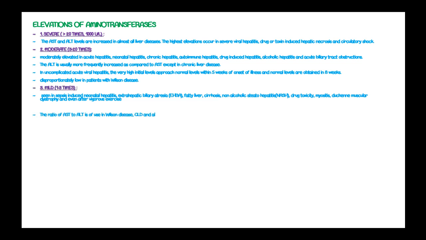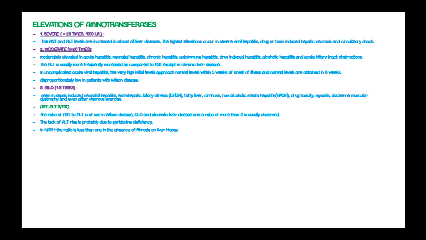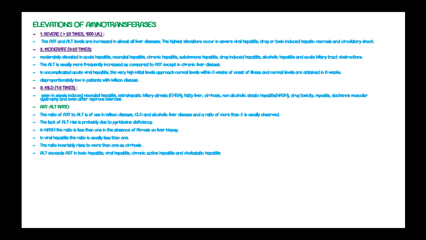The ratio of AST to ALT is of use in Wilson disease, chronic liver disease, and alcoholic liver disease, where a ratio of more than 2 is usually observed. The lack of ALT rise is probably due to pyridoxine deficiency in these patients. In non-alcoholic steatohepatitis, the ratio is less than 1 in the absence of fibrosis on liver biopsy. In viral hepatitis, the ratio is usually less than 1. The ratio invariably rises to more than 1 in cirrhosis. ALT exceeds AST in toxic hepatitis, viral hepatitis, chronic active hepatitis, and cholestatic hepatitis.